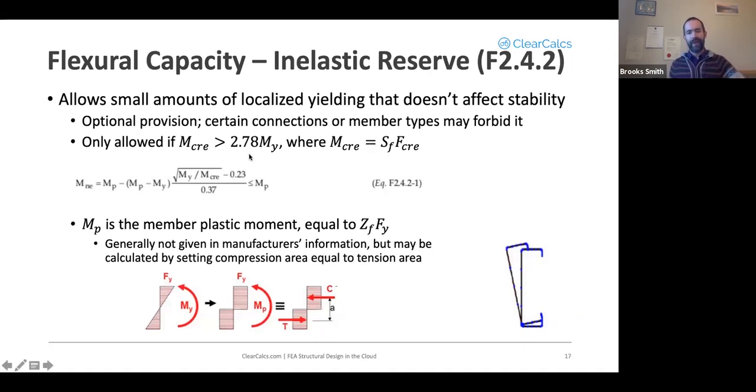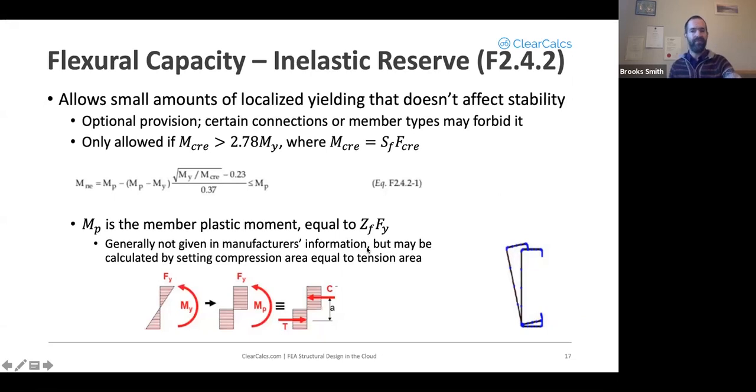It is only allowed if MCRE is greater than 2.78 MY. So just do that check first. That's essentially saying that global buckling is unlikely to happen before yield. So we can use some of the inelastic reserve capacity that's available in there. If you are using that inelastic reserve capacity, then your MNE becomes equal to this equation here. The only variable here that will be unfamiliar is MP. That's your member plastic moment. It's equal to Z times Fy.